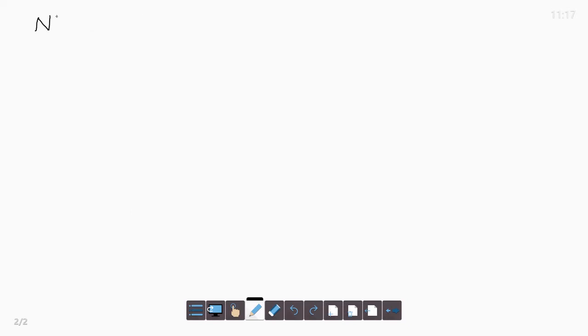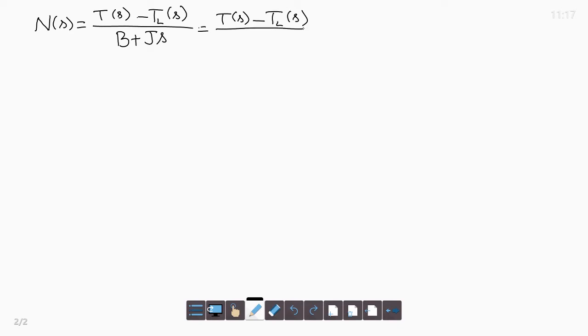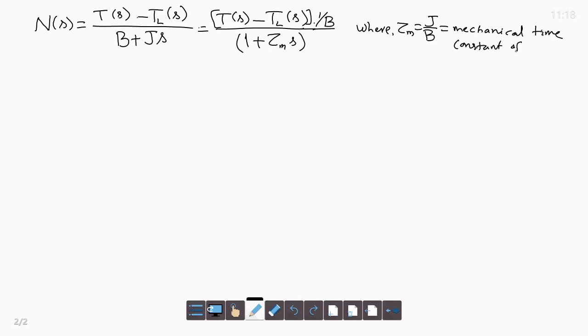Then the speed N(s) is the developed torque T(s) minus the load torque TL(s), divided by B plus Js, that is, developed torque minus load torque into 1 by B divided by 1 plus s tau M, where tau M is J by B, the mechanical time constant of the motor. The above equations are shown in a block diagram in figure 1 below.